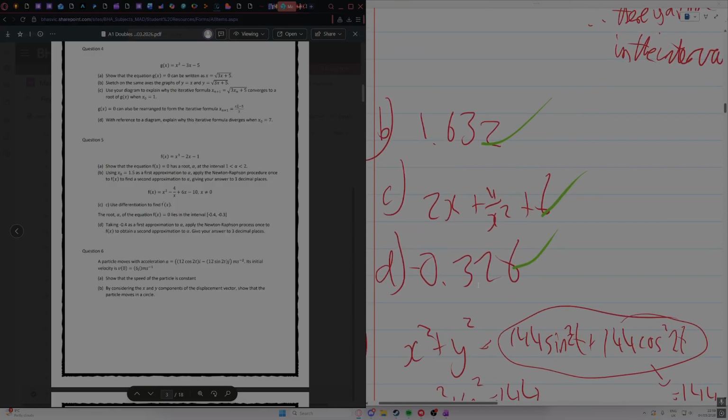Then you do Newton-Raphson over here to get your answer, and then differentiate, and then you use Newton-Raphson again. What is this? Oh, this is a different function, right? So you do Newton-Raphson for this different function, use differentiation, and then do Newton-Raphson again.